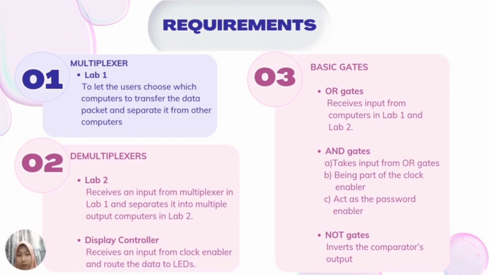Number three is basic gates. We implement three gates. First is OR gates, to receive input from computers in Lab 1 and Lab 2. Second is AND gates. It will take input from the OR gates, being part of the clock enabler, and act as the password enabler. Third is NOT gates. It is used to invert the comparator's output.